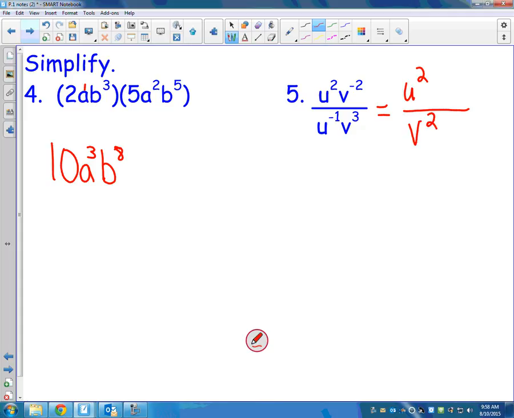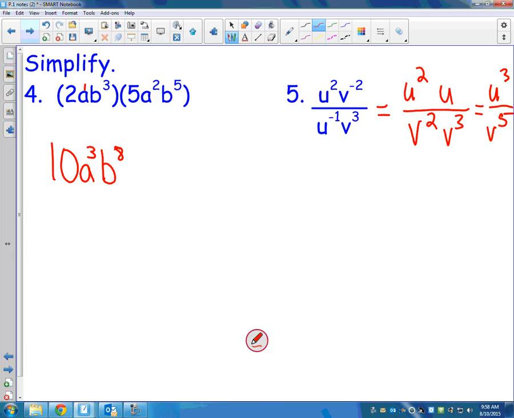U to the negative 1 has a ticket, so it gets to move up and drop its negative. V to the third has no ticket. So you don't have to worry about messing up negatives if you do that. And now it worked out really well that my u's are on top together, so that makes u to the third, and my v's are on bottom together, and I'm going to just add those as v to the fifth.